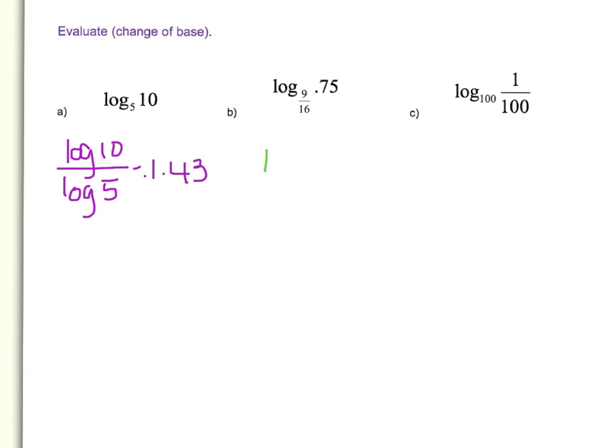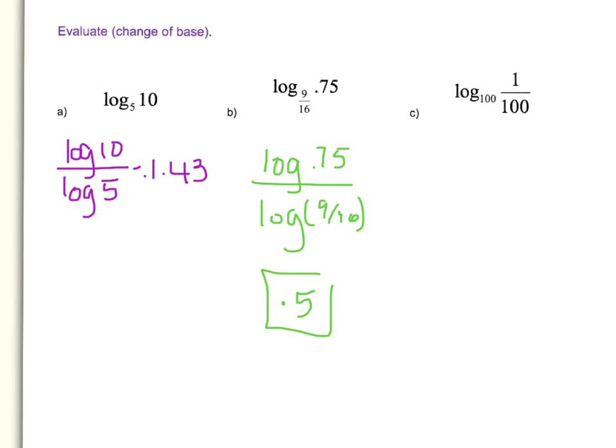Now let's try example B. I will take the log of 0.75 divided by the log of 9/16. Now remember, in your calculator you need to put that fraction in parentheses. And then all you have to do is press enter after you put that in, and your answer is 0.5.